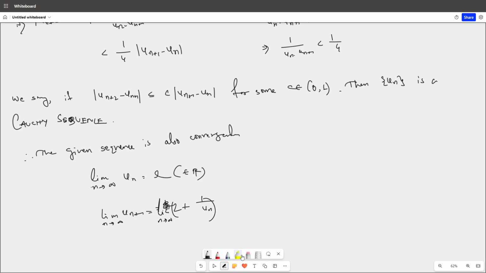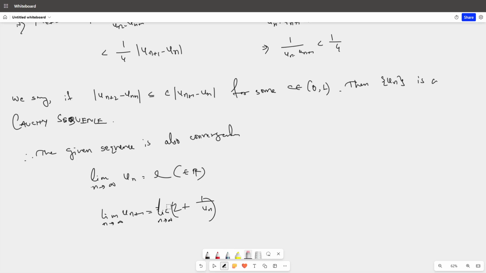Sorry for the mess. I hope this is understandable. And this will get us L equals 2 plus 1 over L. And this will get us L equals root 2 plus or minus 1. When you solve it, you will get it.